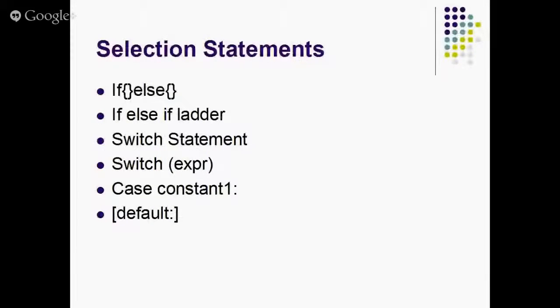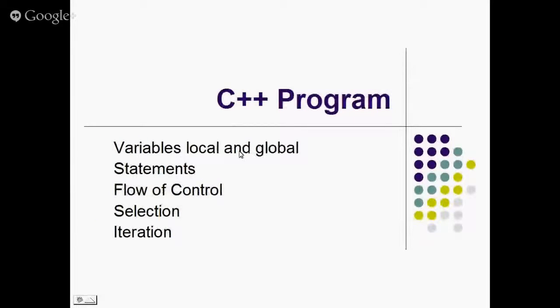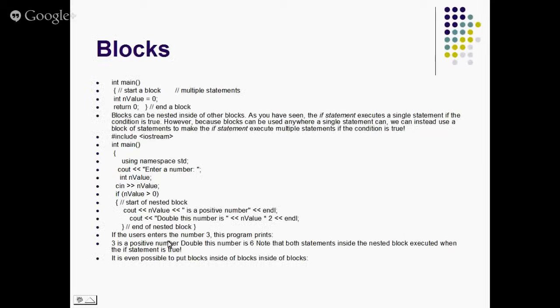Alright, so as part of the agenda, the objectives for the session, we are covering variables, local and global, statements, flow of control, selection and iteration. So if else and case construct were coming in the category of flow of control or selection, and we have iteration, that is looping. So that is another set of statements again the language is offering us. Let us see them one by one.